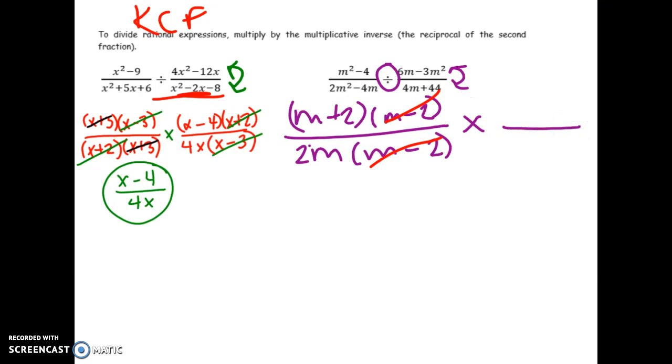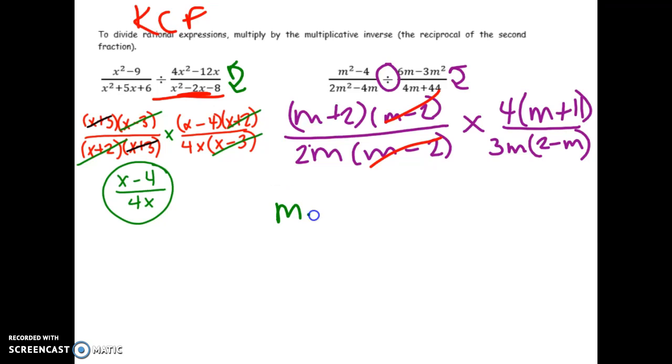Okay, so on the top I've got 4, and then that becomes m plus 11. On the bottom, I'm going to pull out a 3m, which would be 2 minus m. Okay, is there anything else I can cancel? Let's go ahead and combine like terms and see what we've got.